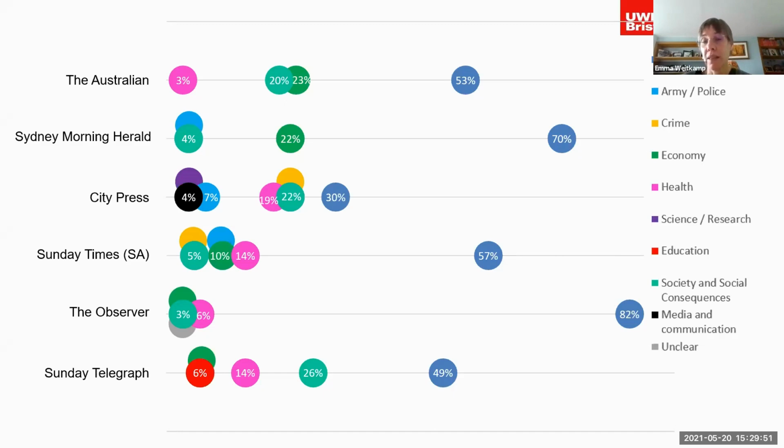Education was a theme that only appeared in the UK, and I do need to double check, but I'm pretty sure that that was pretty much fully associated with the exams fiasco of August last year. Other things to note, that Australia had relatively little focus on health. It did have a small amount of focus on army and police, which was a theme that didn't appear at all in the UK. So there are definite differences in terms of the broad themes that appear across these different countries.